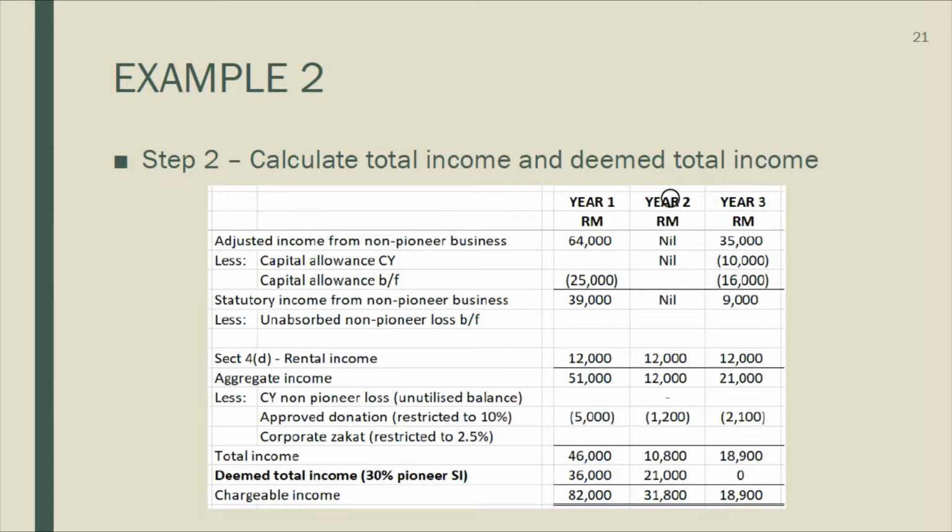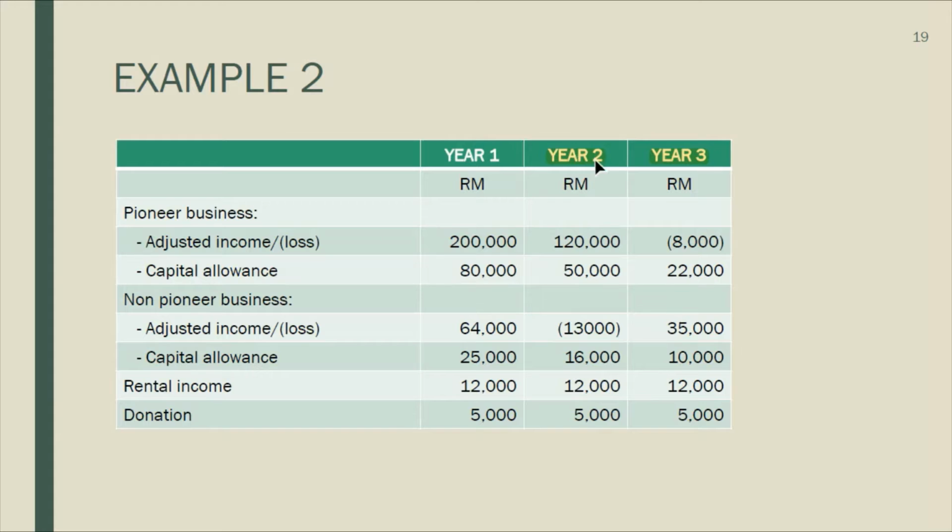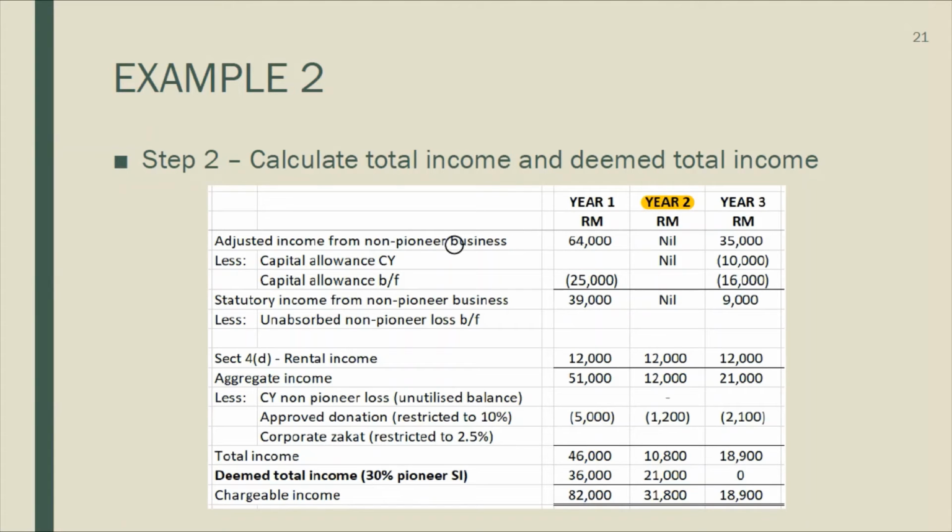Alright, let's look at year 2 first. Refer back to the question. The non-pioneer business has adjusted loss of 13,000, and capital allowance of 16,000, rental income 12, and donation 5. So for the non-pioneer business, because it's a loss, adjusted income will be nil. Capital allowance will also be nil. It will be carried forward to year 3. Okay, keep that in mind. So statutory income is nil. So you just have rental income of 12,000. So aggregate income is 12,000.